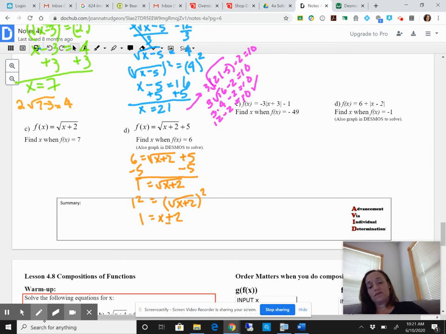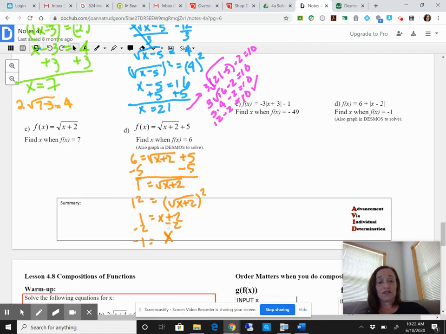Subtract 2. x equals negative 1. So x equals negative 1, and I can check it by putting negative 1 back in. Again, you can kind of do this mentally. If you put negative 1 in here, negative 1 plus 2 is 1. Take the square root of 1. That's 1. 1 plus 5 is 6.